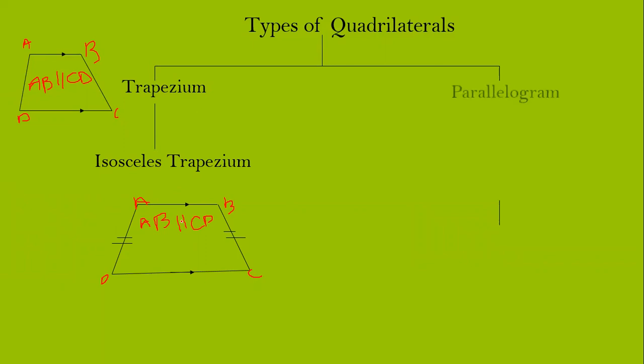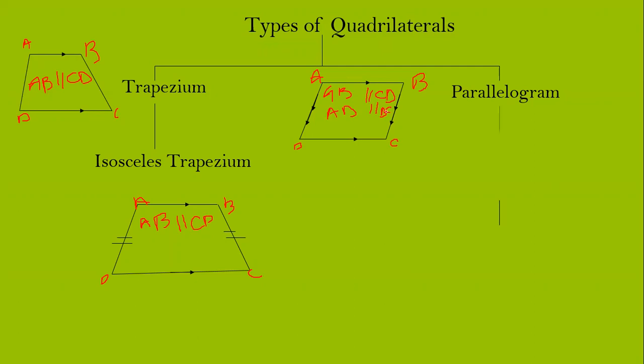Let's move ahead to the parallelogram. In a parallelogram you can see that the two opposite sides are parallel. It is marked A, B, C, D. So what is happening here? AB is parallel to CD and AD is parallel to BC.